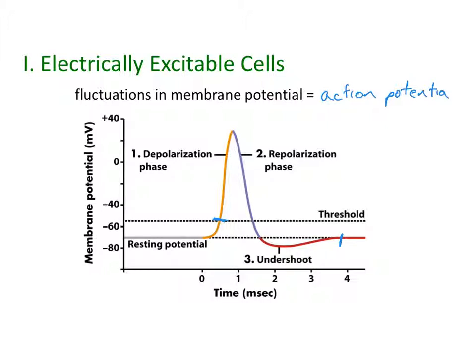Because, as we talked about last time, this difference here is caused by a graded potential. And we'll talk about what happens if we don't hit threshold during a graded potential when we get to talking about neurons.